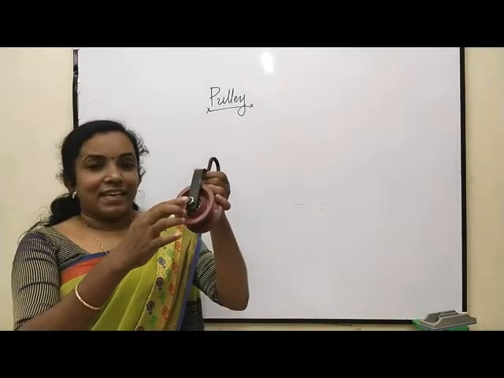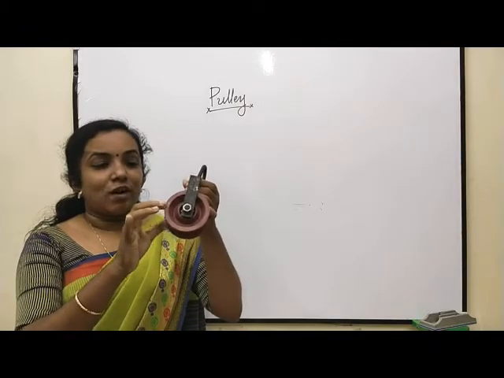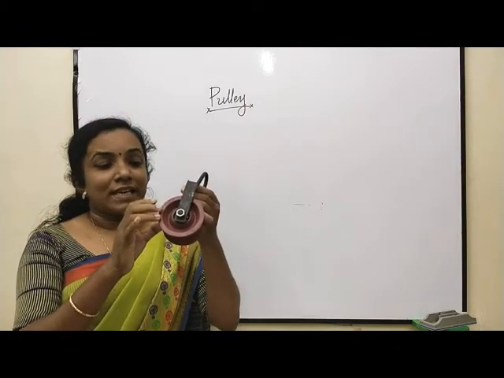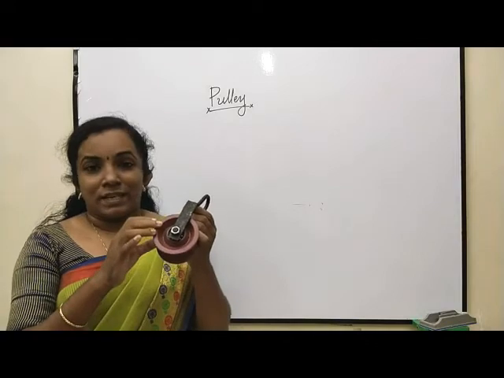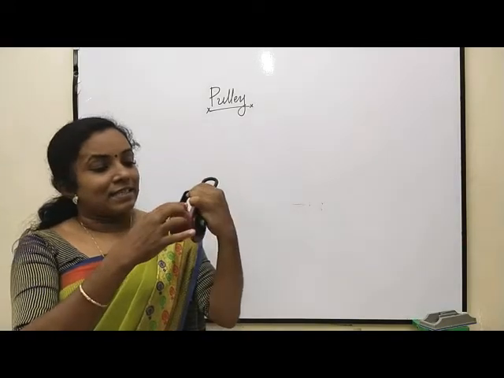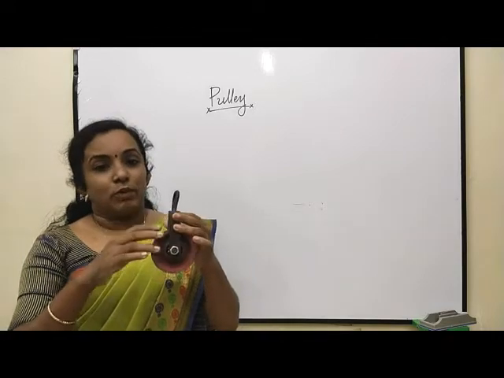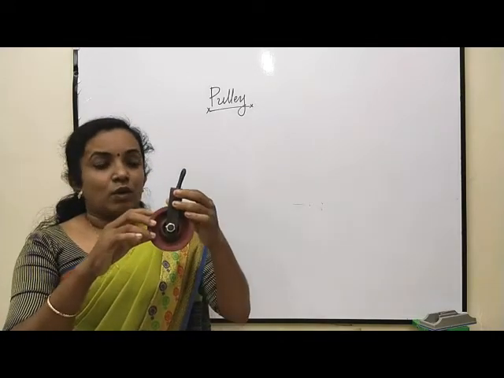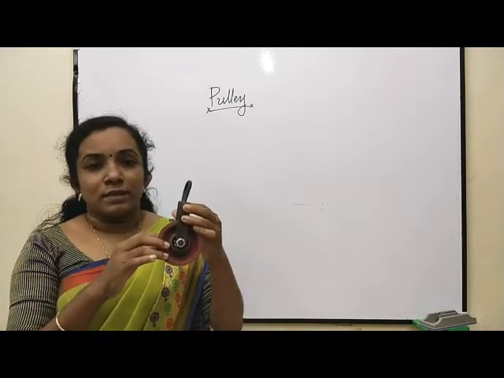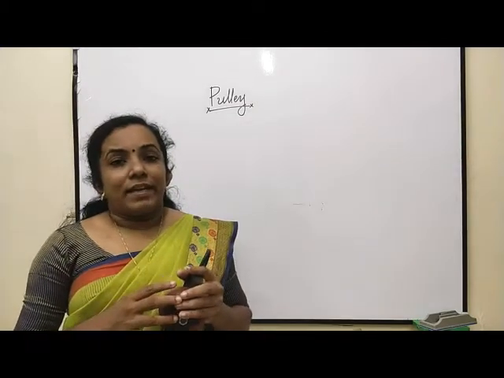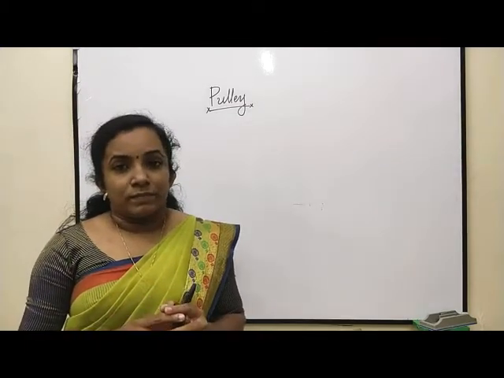An axle which passes through the center of a wheel. The wheel is not like a normal wheel of a bicycle. It has grooves. And when we use this pulley, a rope passes through the grooves and the effort is applied at one end of the rope. A single pulley can be used in two ways, fixed pulley and movable pulley.